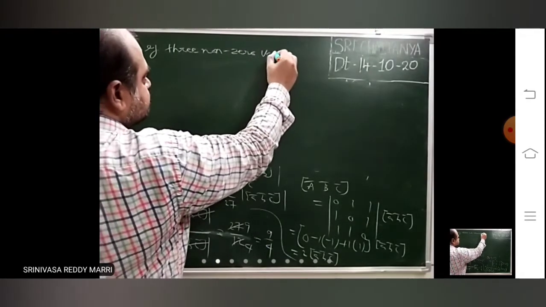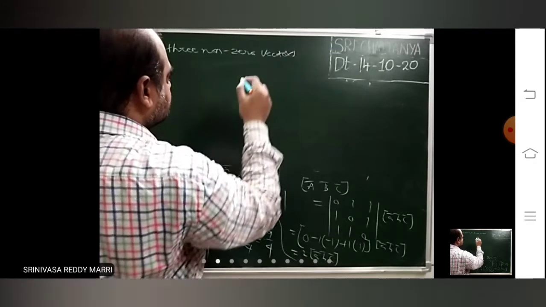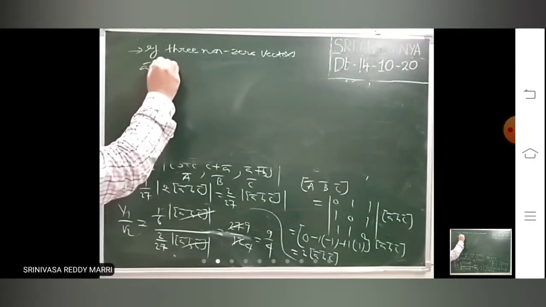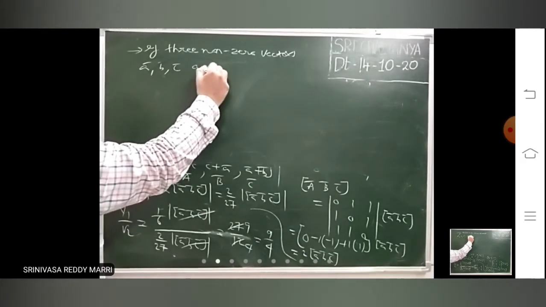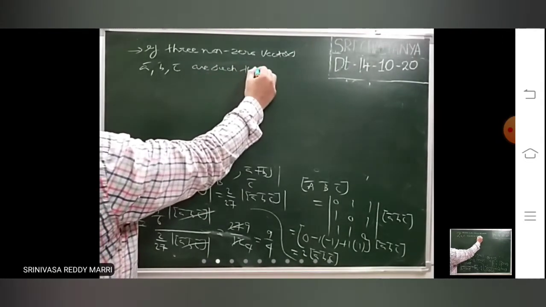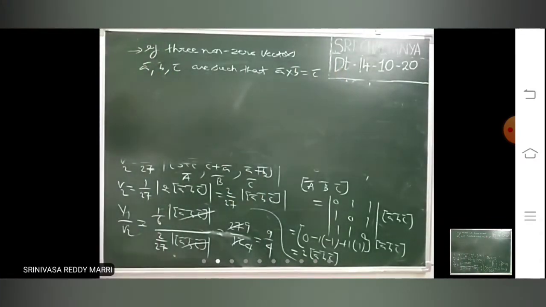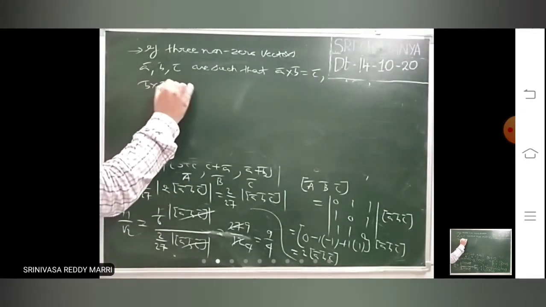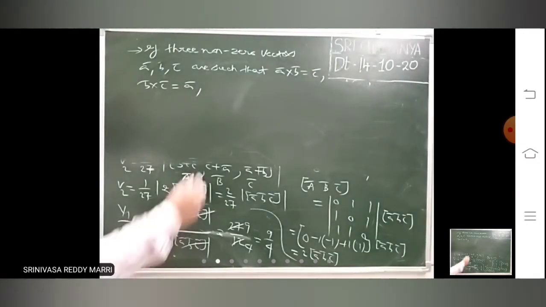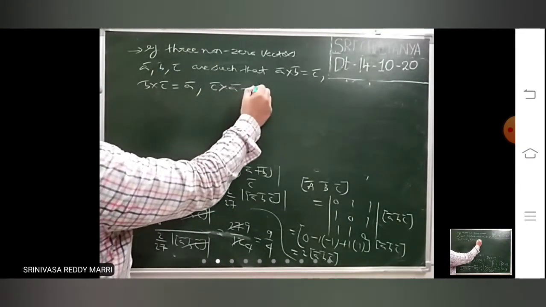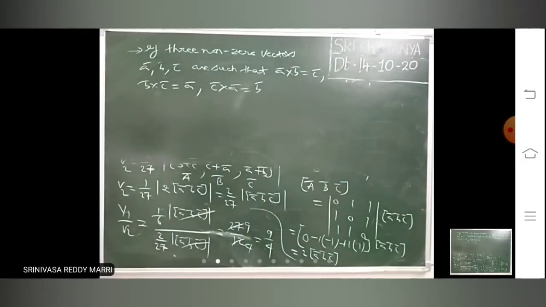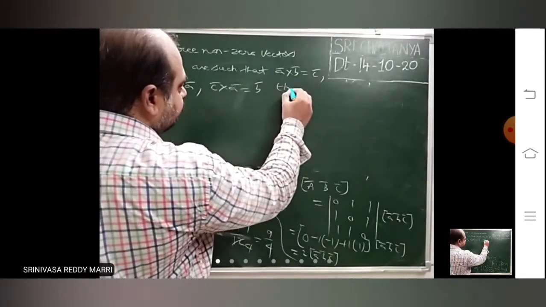If 3 non-zero vectors are such that A bar cross B bar equals C bar, B bar cross C bar equal to A bar, they are satisfying this equation. These three equations they are satisfying: A bar cross B bar equal to C bar, B bar cross C bar equal to A bar, C bar cross A bar equal to B bar.